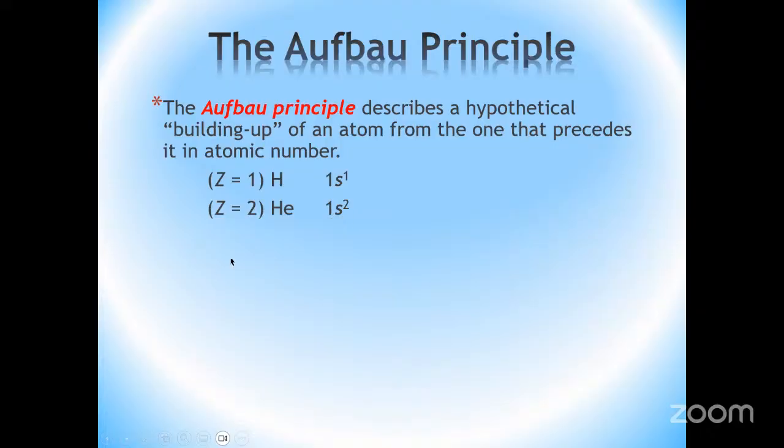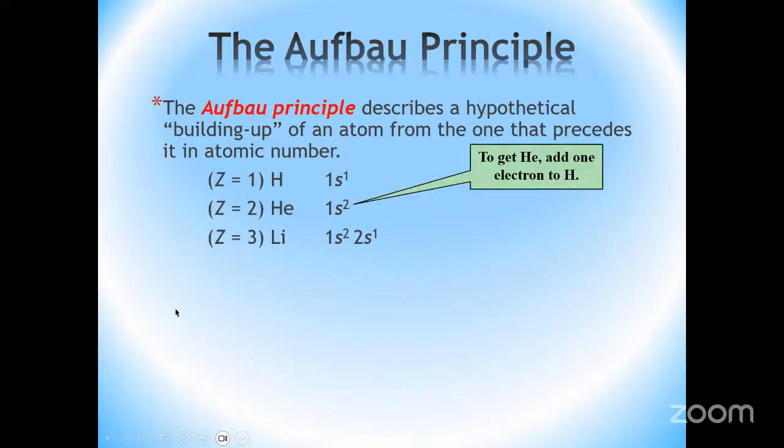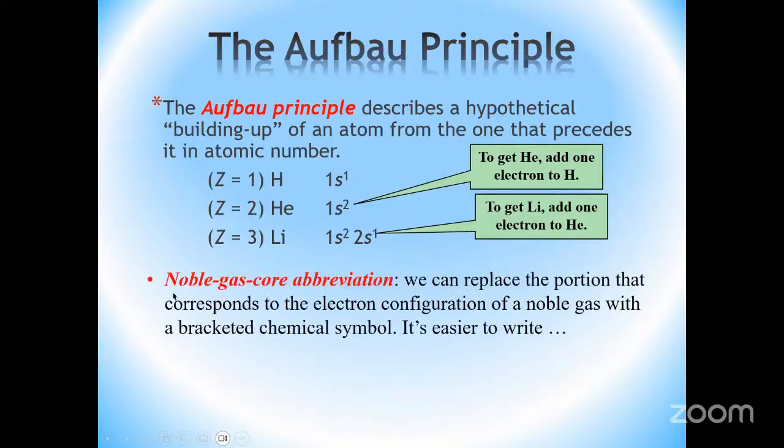The next element would be lithium, right? Now to get from helium to lithium, you have to add 1 electron to the structure of helium. However, the 1s orbital is already full because it has 2 electrons, which means that the additional electron would have to go into the next higher orbital, which would be the 2s orbital. So therefore, that's why the electron configuration of lithium is 1s2, 2s1, right? And then the next element, let me just write it down here, would be beryllium.